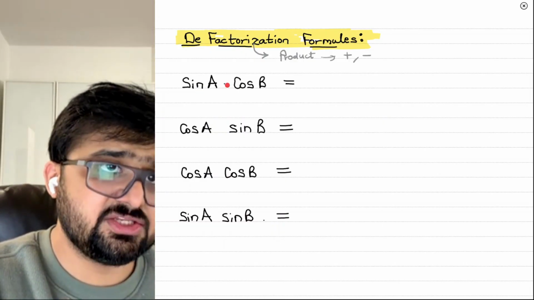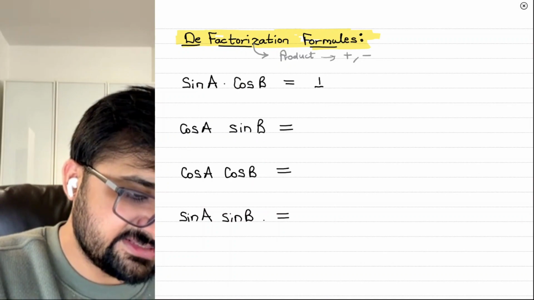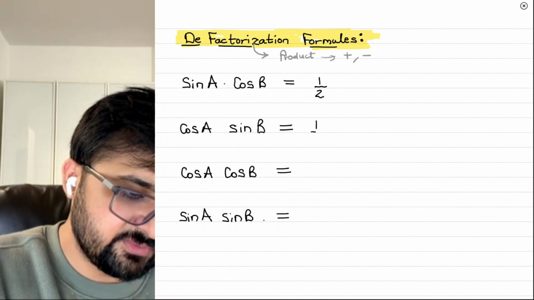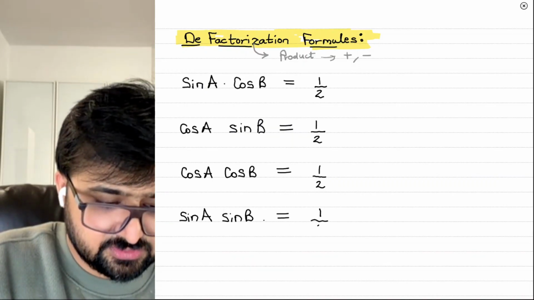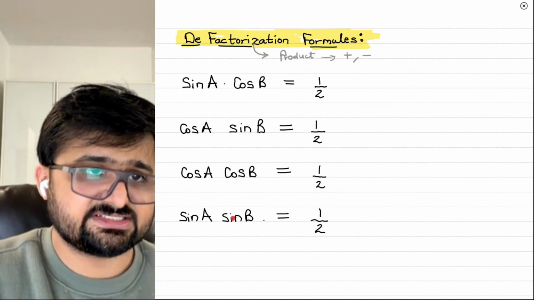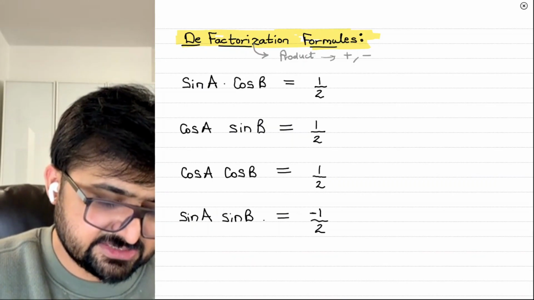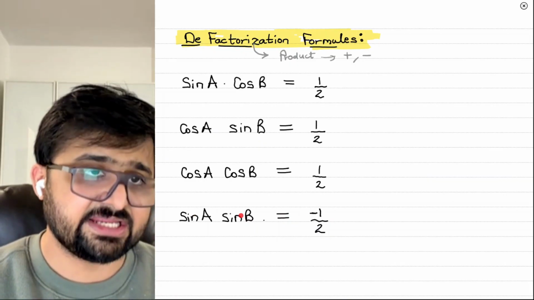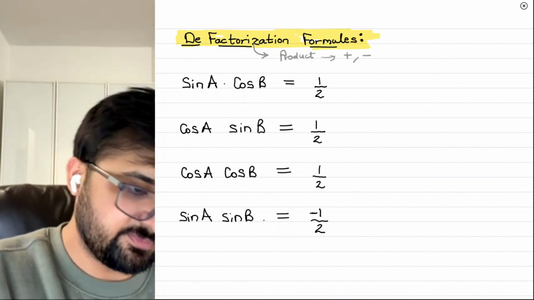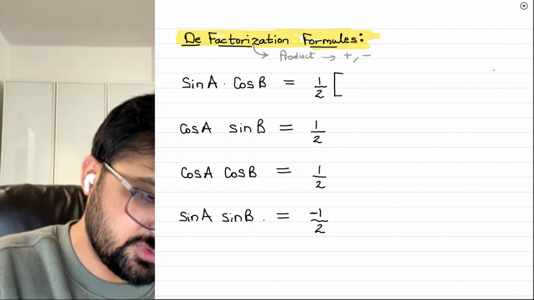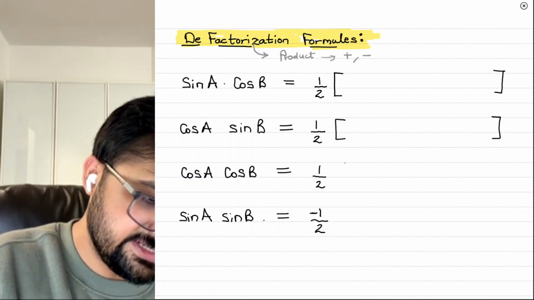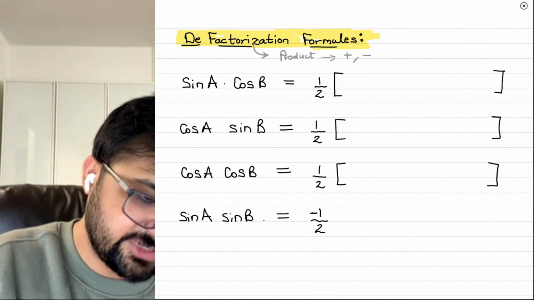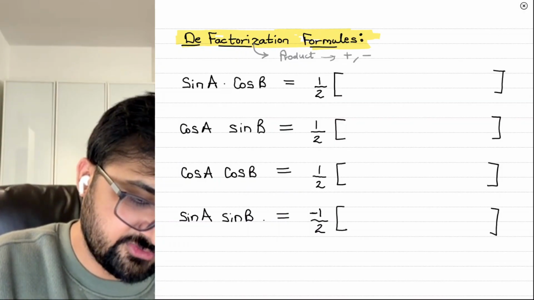Let's remember all the formulas like this. Every formula starts with 1 by 2. Just the last one, which is sine and sine, has minus 1 by 2. So remember, when there is sine and sine, it is minus 1 by 2. And all the formulas involve two terms, so I put a bracket. It's either an addition of two terms or a subtraction of two terms for all the formulas.